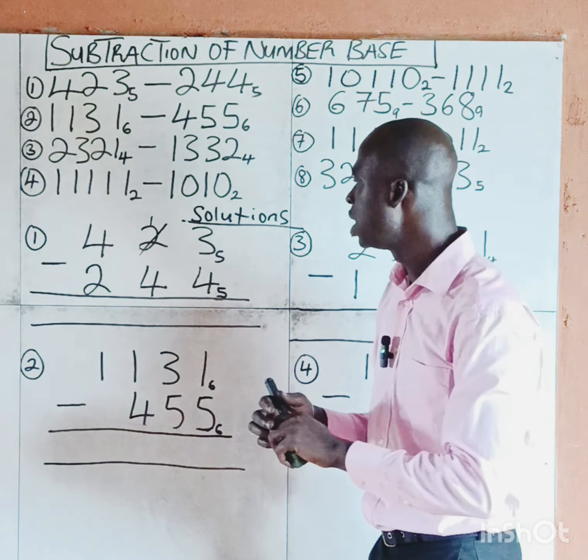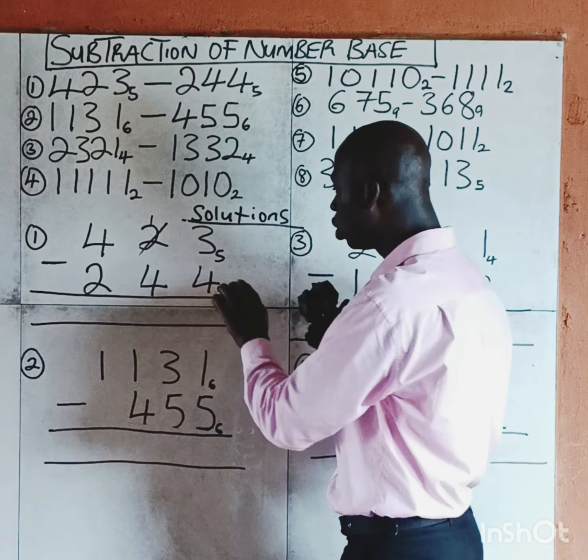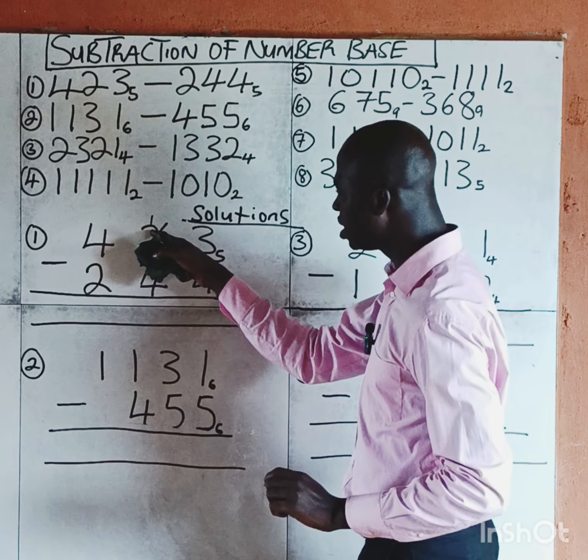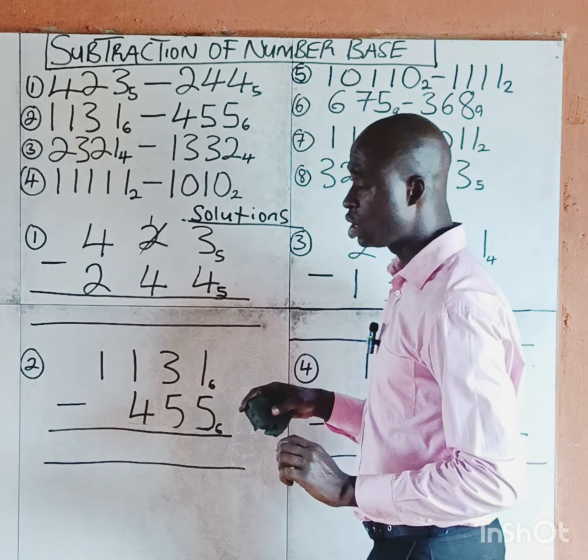What you simply do is, anything you borrow from this place, instead of calling it 1, you call it the base. So if I borrow anything here and my base is 5, I will call it 5 and add it up here. Can you see the way it is done?